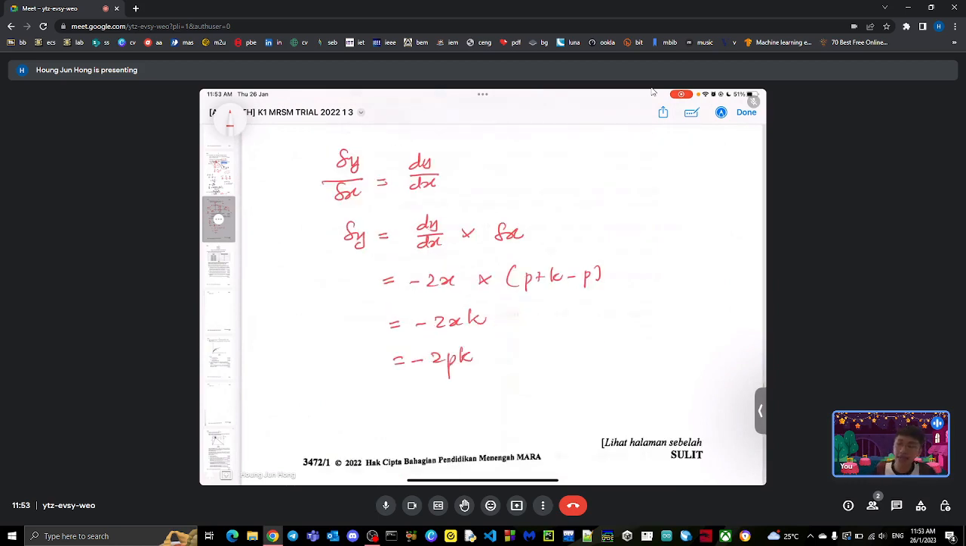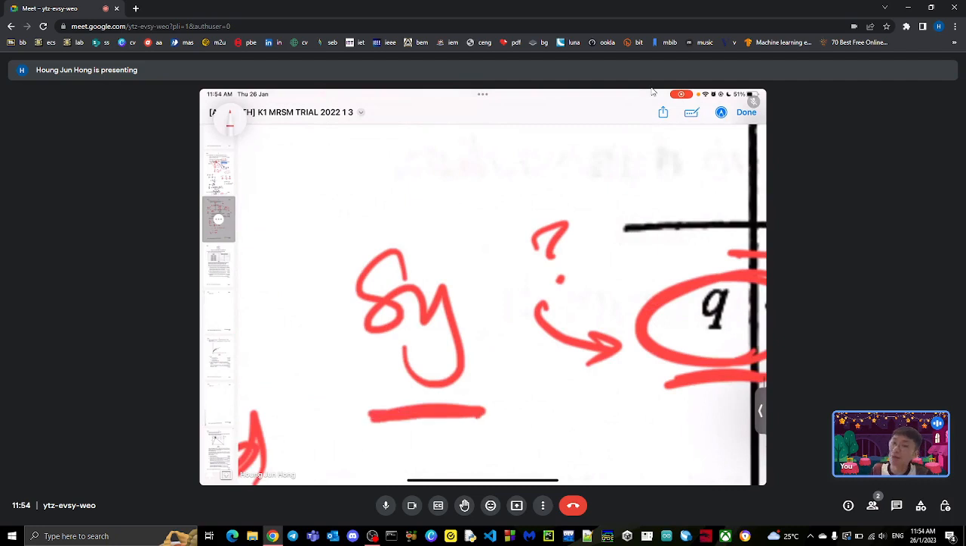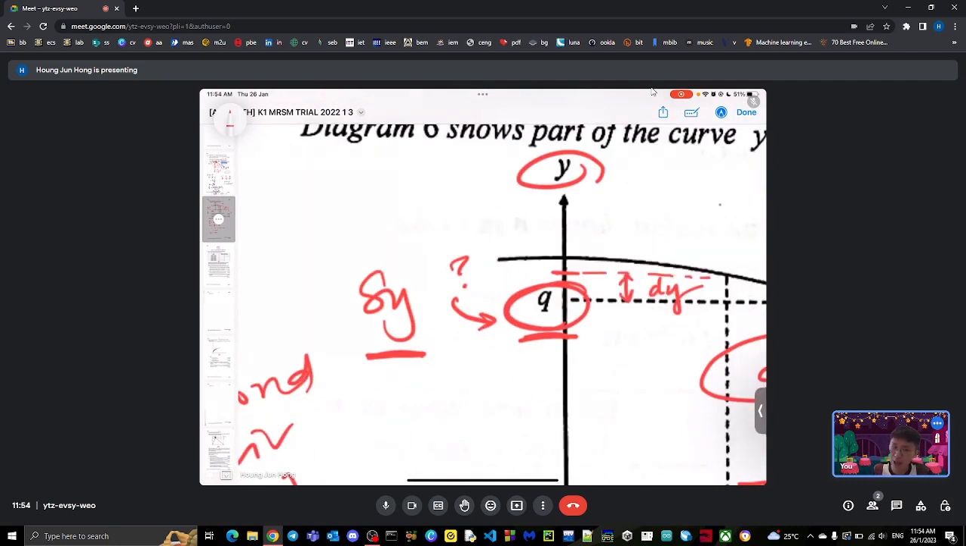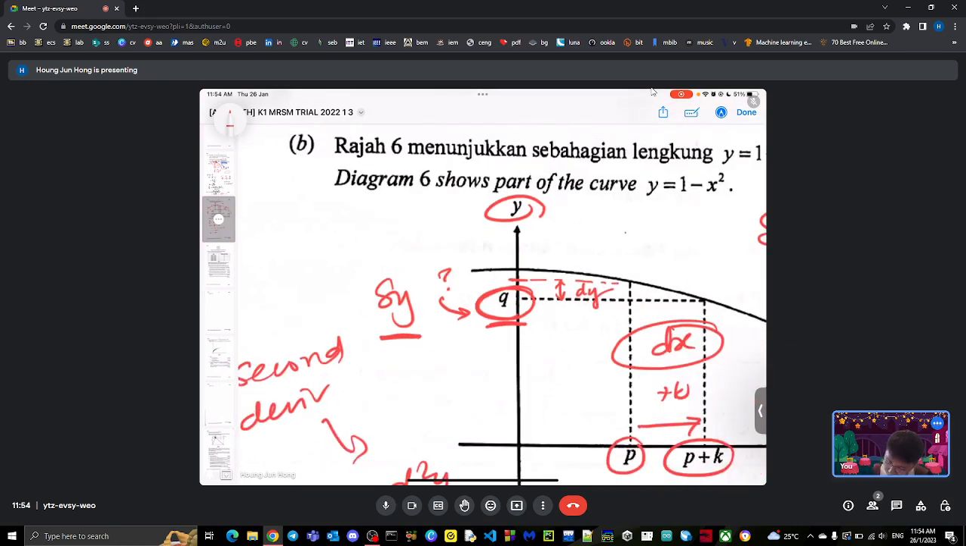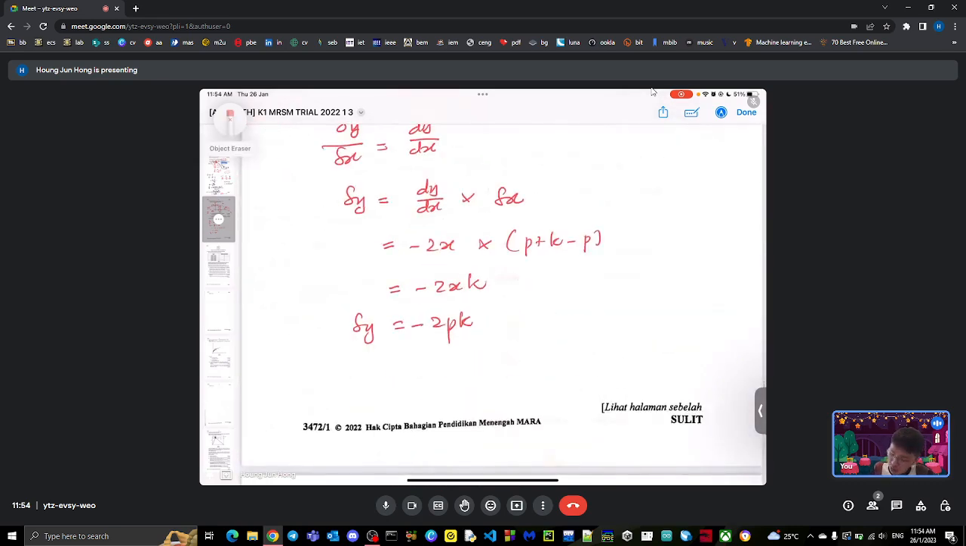So -2pk is my delta y. Again, please take note, what is delta y? It is this value. It's not q, it's not the question mark, but it's the difference between my question mark and my q. The so-called changes in my y-axis. What changes happen in my y? Okay, yep. So now you want to find q. You need to know what was y initially, and then it undergoes the change of delta y, and then it becomes q. So q equals to your y plus delta y.